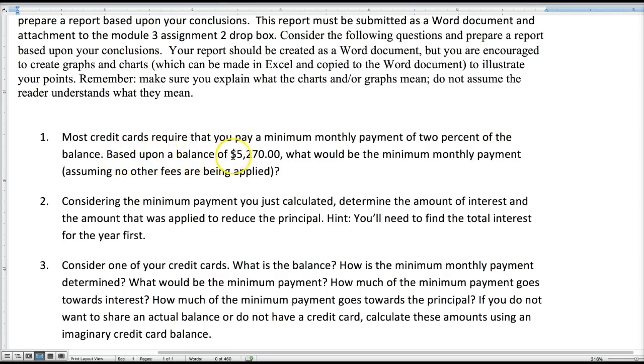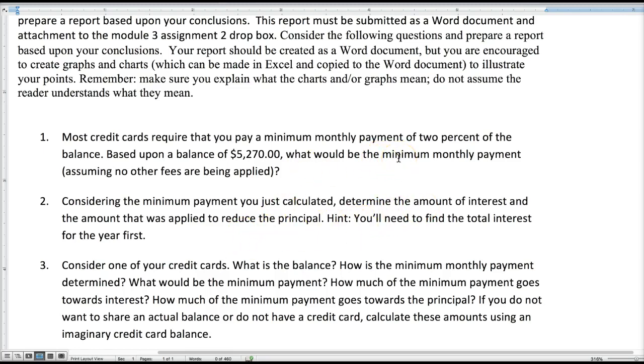So it says, based upon the balance, we need to calculate what would the minimum payment be if we had this balance. Okay. Second thing says we need to consider the minimum payment we just calculated and determine the amount of interest and the amount that was applied due to the principal.